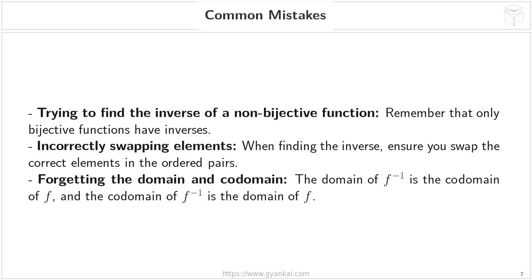Finally, and this is a subtle but important one, forgetting the domain and codomain. The domain of the original function f becomes the codomain of the inverse function, f⁻¹. And conversely, the codomain of f becomes the domain of f⁻¹. It's like the input and output have switched roles. Keeping track of these changes is crucial, especially when you start working with more complex functions and compositions.